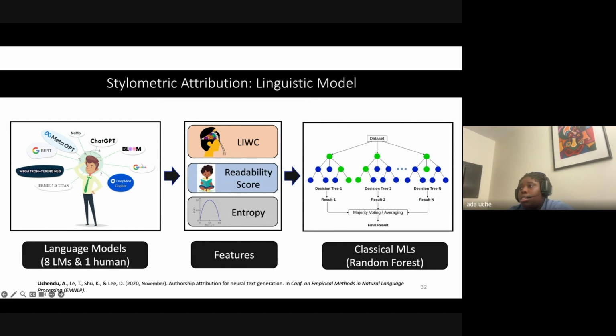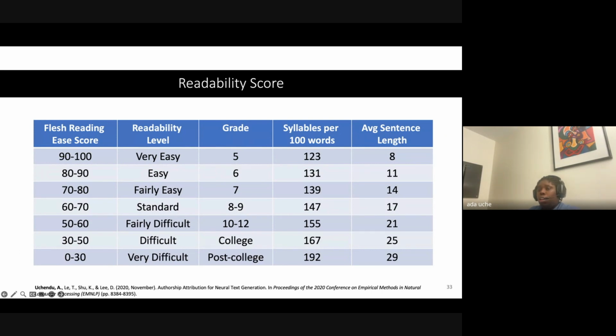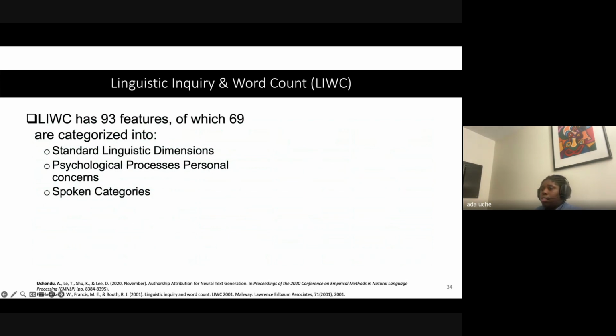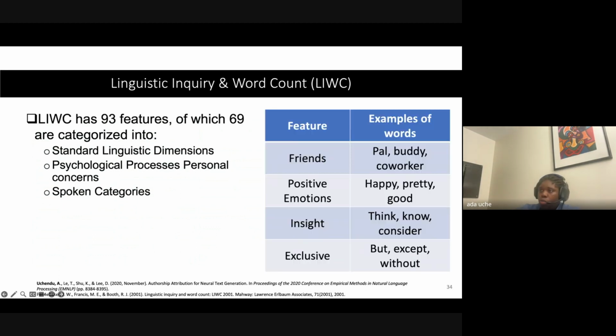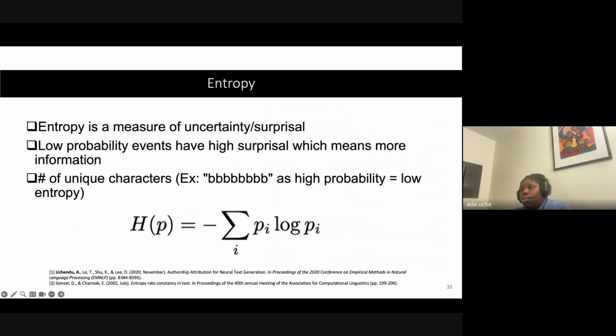Yeah. So this is the technique that we used. We combined three different linguistic features. So LIWC, which stands for Linguistic Inquiry and Word Count, Readability Score, and Entropy. And then we used a classical machine learning model like Random Forest. So for the readability score, you get a score depending on how easy or hard the text is to read. And very easy means that the grade level of the author is like the 5th grade, and this goes up to post-college. Then the Linguistic Inquiry and Word Count is a psycholinguistic dictionary. So you count stuff like, for a feature friends, they would count words like pal, buddy, coworker, and other kinds of synonyms that represent friends. And then for entropy, we calculate the measure of uncertainty. That's the definition of entropy.